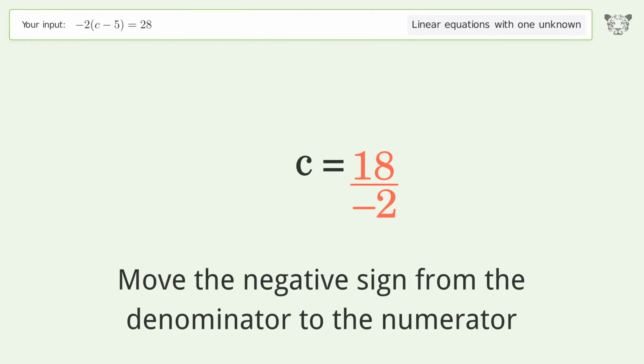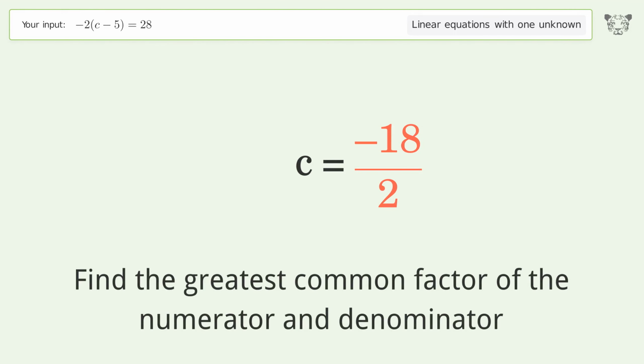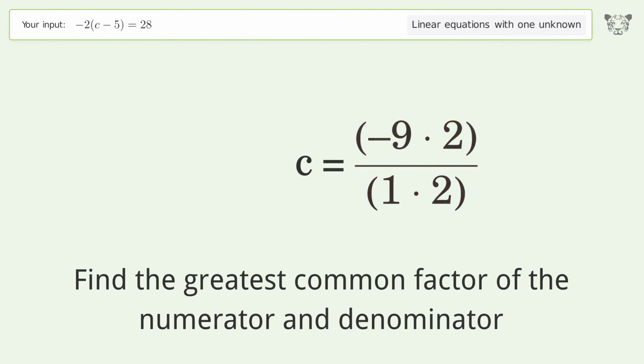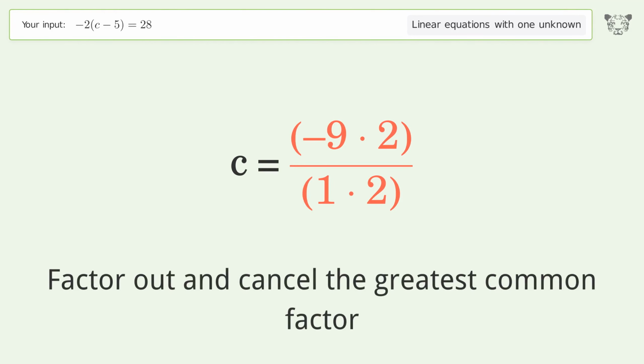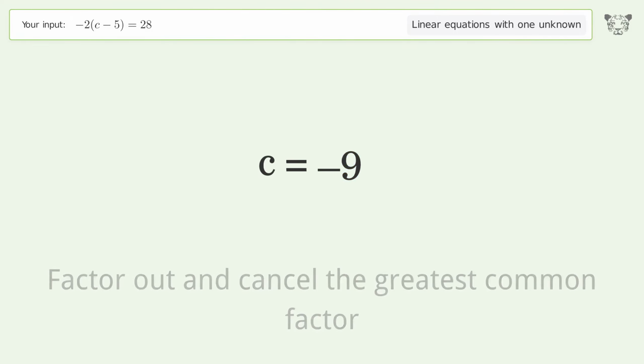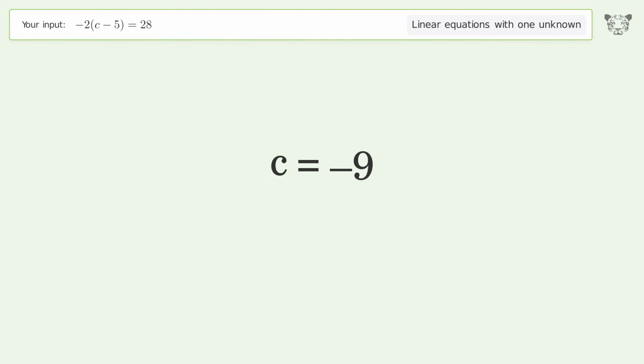Move the negative sign from the denominator to the numerator. Find the greatest common factor of the numerator and denominator. Factor out and cancel the greatest common factor. And so the final result is c equals -9.